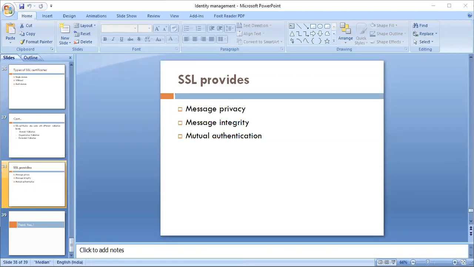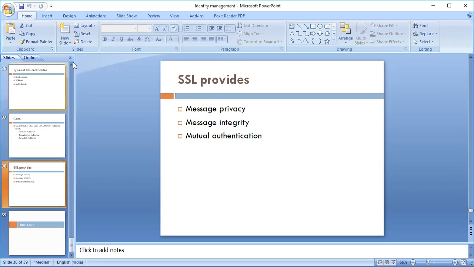Then the third benefit of using SSL is mutual authentication. It authenticates the parties, whatever the number of parties involved in the transmission. The server always authenticates the client. Clients optionally authenticate the server. They may also have a mechanism to authenticate the server, and this happens when both parties are establishing the connection for transmitting the data, and basically in the handshaking mechanism the authentication procedure is done. So these are the various benefits and provisions provided by SSL.